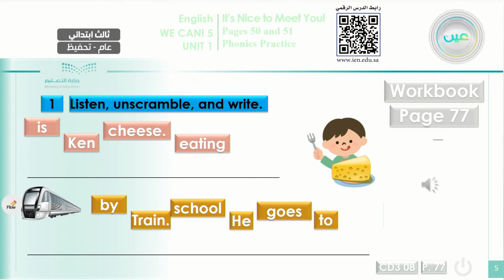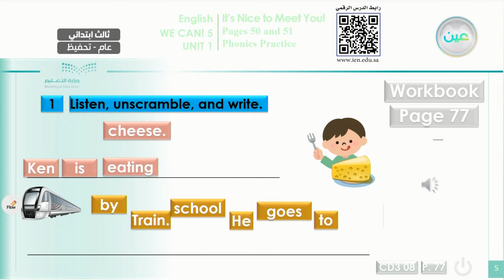Okay, if you have these two sentences, for example, you can see here this boy is eating cheese. So we are talking about something that's happening at the moment. How can we start our sentence? We always start with the subject, which is Ken. We can say Ken is, what is he doing? He is eating. So we can say Ken is eating. He's eating what? He's eating cheese. So we're talking about Ken at the moment.